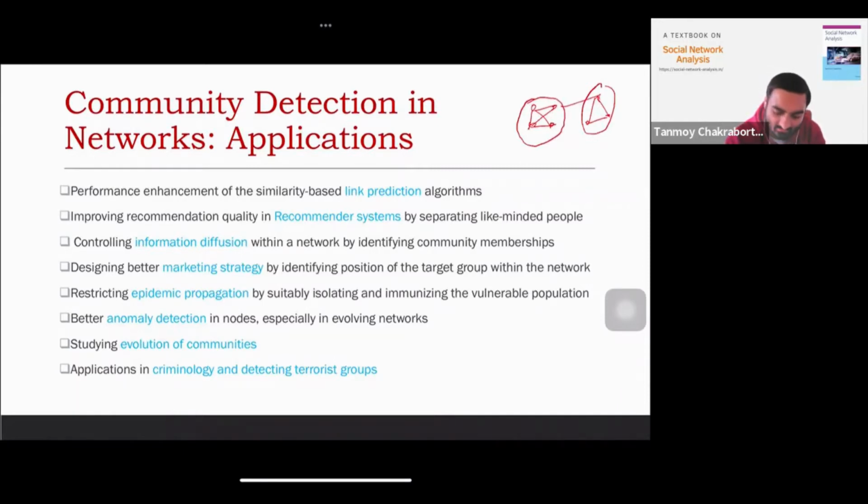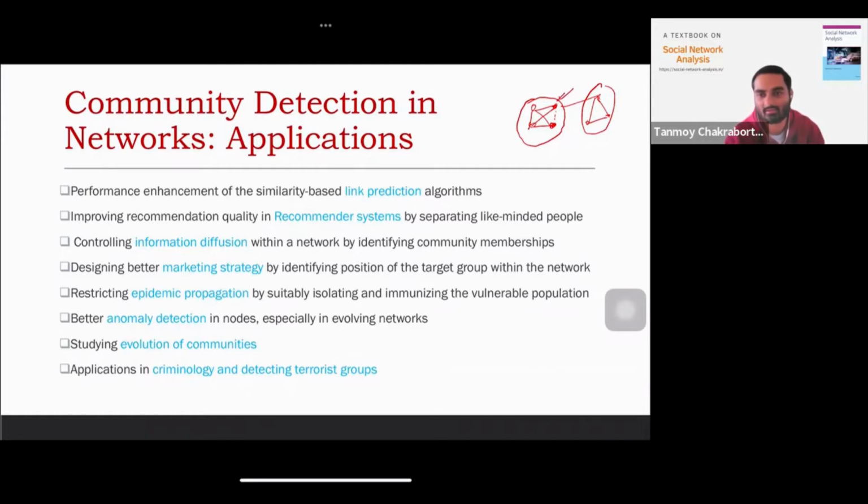As you see here in this particular community, these two nodes are not connected at this moment. So you can say that it is highly likely that these two nodes will be connected, because they are part of the same community and share common properties. So community structure would help you predict links, right?